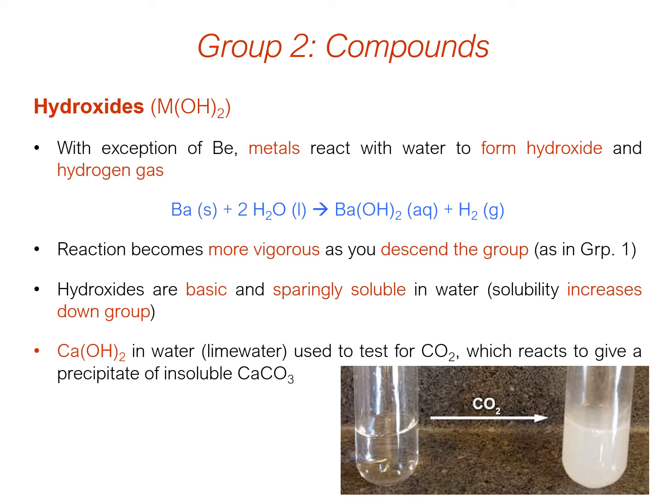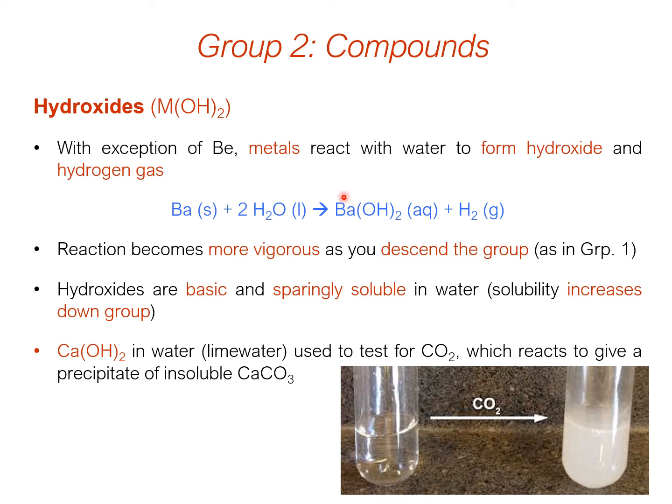Now let's look at the group 2 hydroxides, see how they compare. With the exception of beryllium, very much the same as group 1, they all react with water to form a hydroxide and hydrogen gas. And this is shown in formula form here. The difference this time, and it's because of the oxidation state of the metal, is that these are OH2, whereas in group 1 they were just OH.